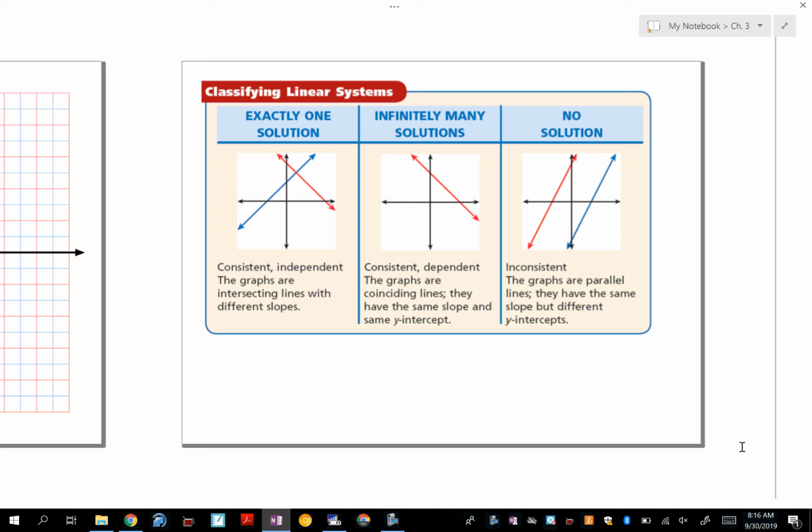Now, I told you the third one had infinitely many solutions. That's called consistent dependent, because it has infinitely many solutions. And the fourth one, if you guys notice, had different y-intercepts, but the same slope. So when you graph them, you got parallel lines. That is an example of an inconsistent system because it has no solution.